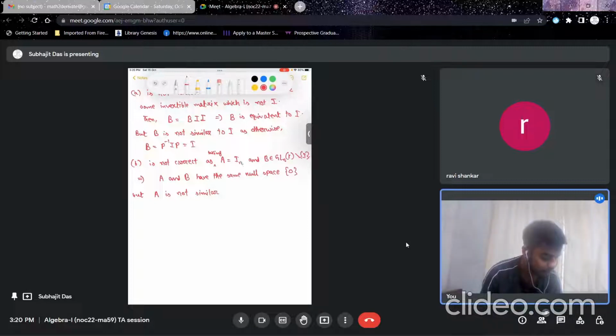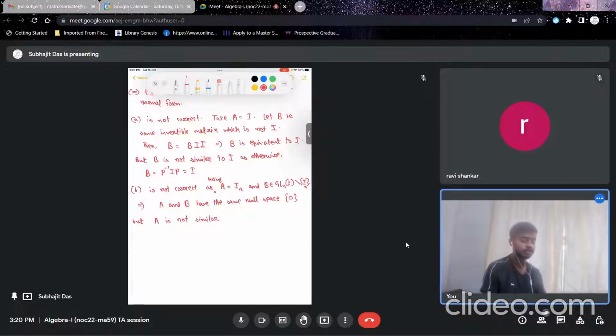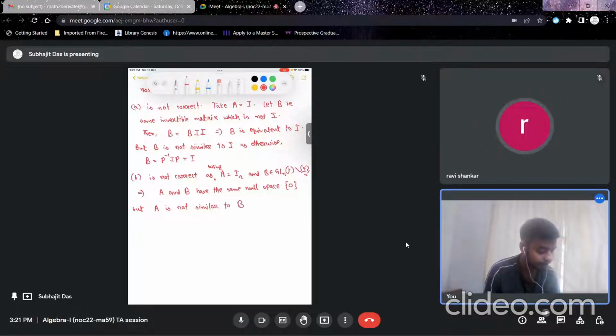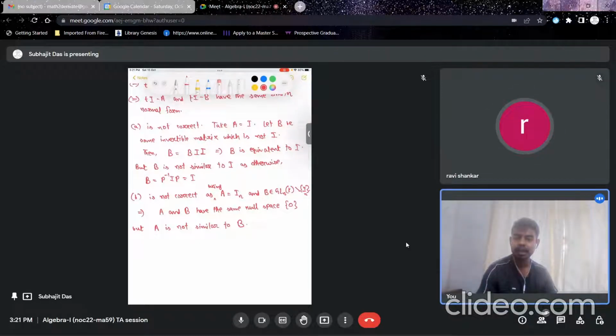Just as I did for proving that option A is not correct, I took the same thing: A is identity and B is some invertible matrix which is not identity. I am doing the same thing for option B as well. Then A and B have the same null space 0, right? A and B both are invertible, hence injective, hence they have trivial kernel. But A is not similar to B, as we clearly saw, because the only matrix which is similar to the identity matrix is the identity matrix itself.